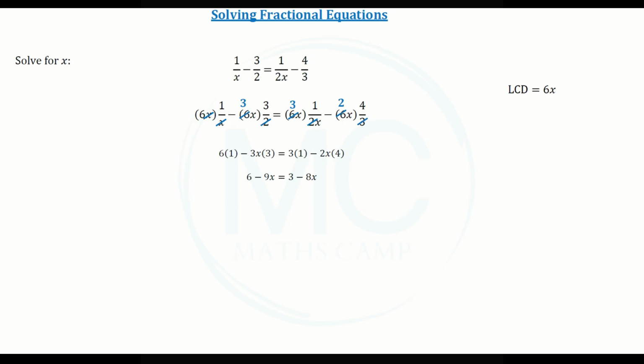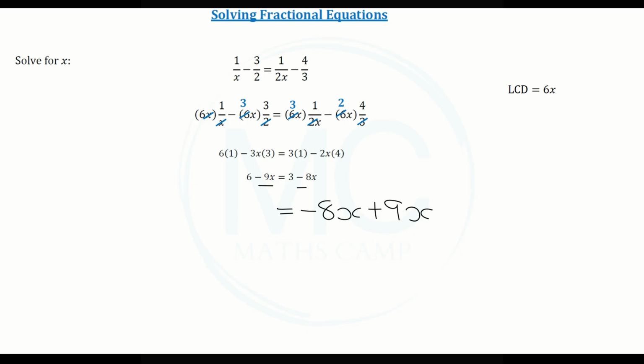Remember that when you have an x term on both sides of the equal sign, you need to move it to the side with the higher coefficient. Negative 8 is greater than negative 9. So we're going to leave negative 8 on this side, negative 8x. I'm going to move negative 9x by saying plus 9x.